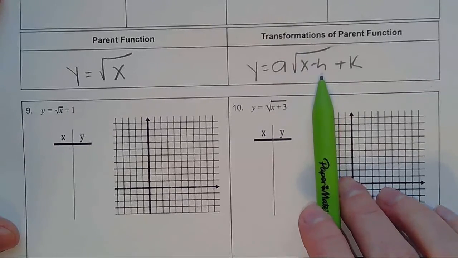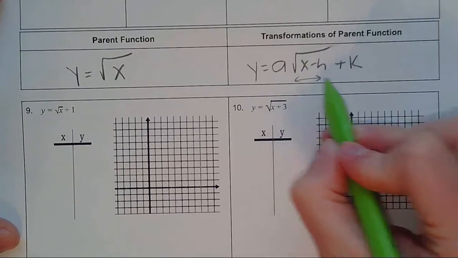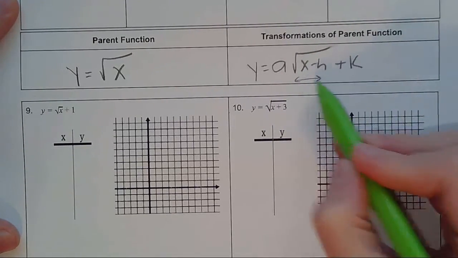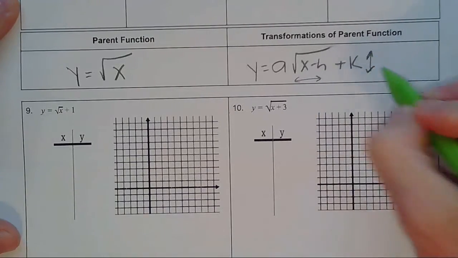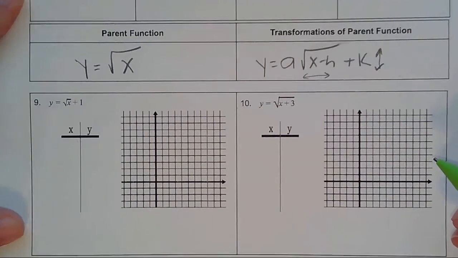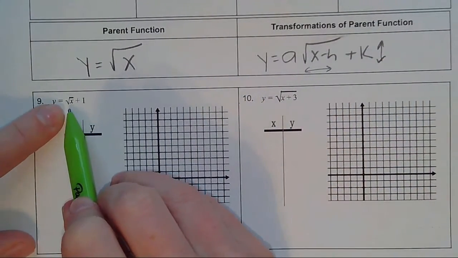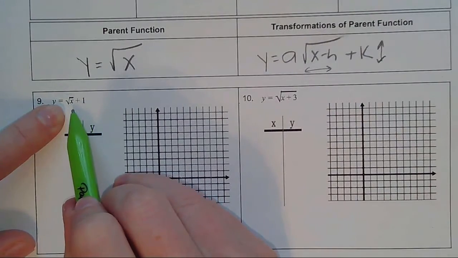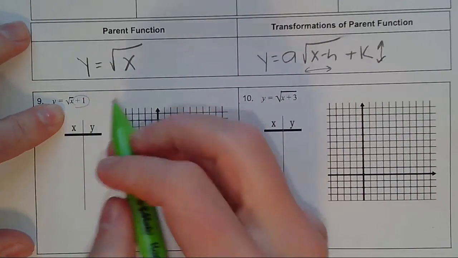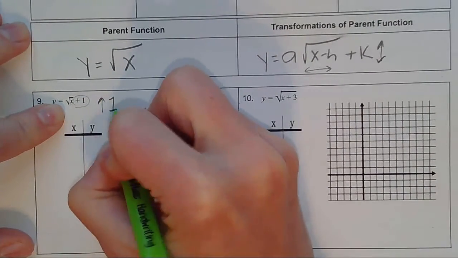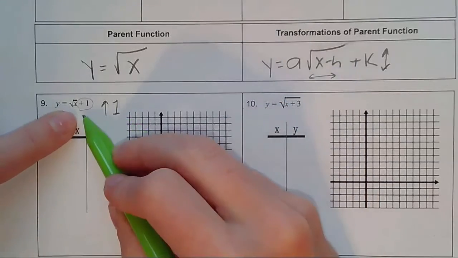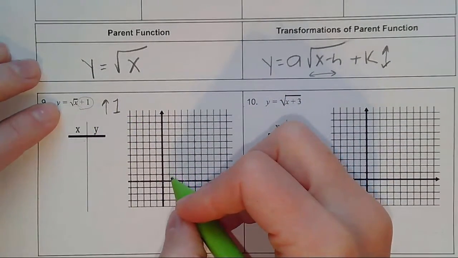This H value is the opposite of how you expect, and it's on the inside. That's left and right. And this K value is how you expect, and it's on the outside. So here we have square root x plus 1. So this plus 1 tells me my entire graph is moving up 1 unit because it's on the outside and not on the inside. So I'm going to go ahead, there's a couple ways to do it.